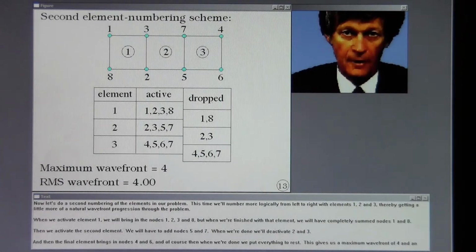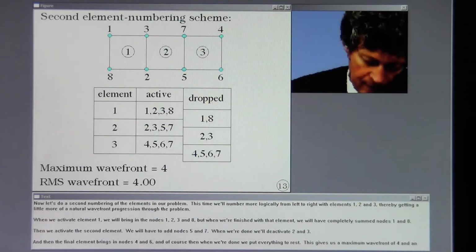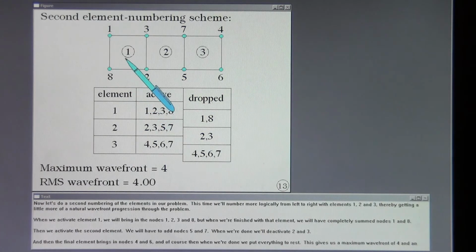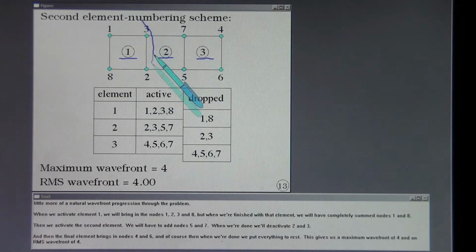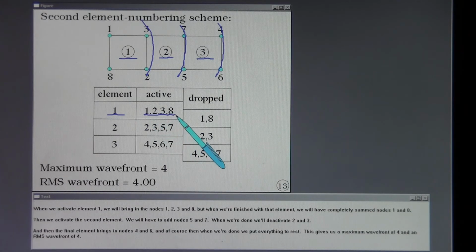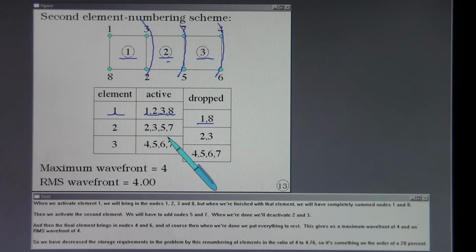Now let's do a second numbering of the elements in our problem. This time we'll number more logically from left to right with elements 1, 2, and 3, thereby getting a little more of a natural wavefront progression through the problem. When we activate element 1, we will bring in the nodes 1, 2, 3, and 8. But when we're finished with that element, we will have completely summed nodes 1 and 8. Then when we activate the second element, we will have to add nodes 5 and 7. When we're done, we'll deactivate 2 and 3.